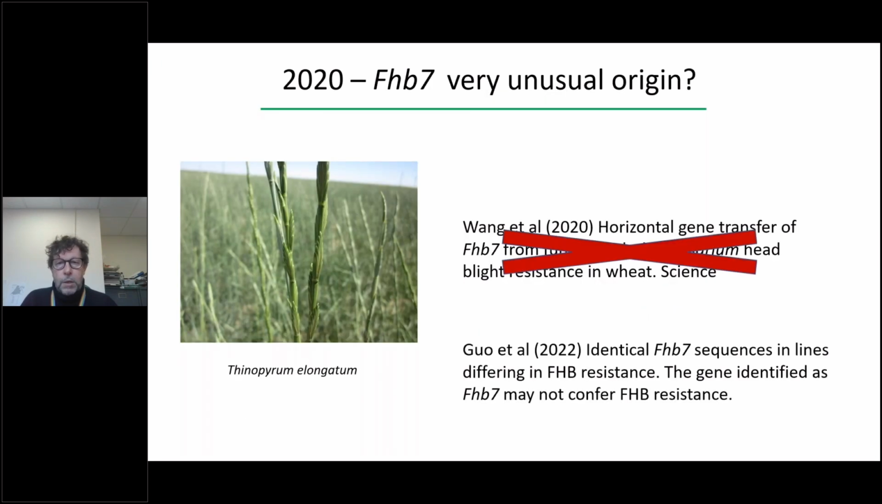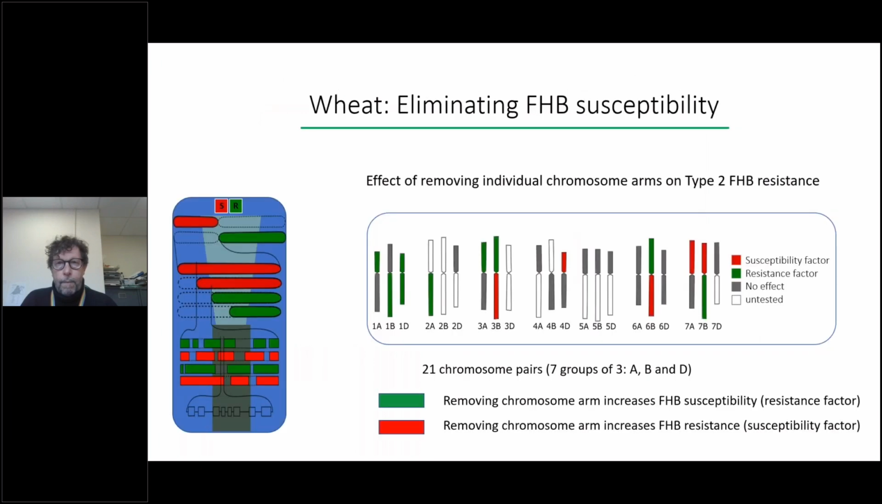I'm just going to skip through this one in the next because of time and describe another aspect of Fusarium head blight, which is where we're focusing our efforts. Most people are attempting to introduce resistance into varieties in order to enhance resistance. But what was recognized a while ago, back in 2006, was that actually you can increase resistance by removing bits of wheat chromosome.